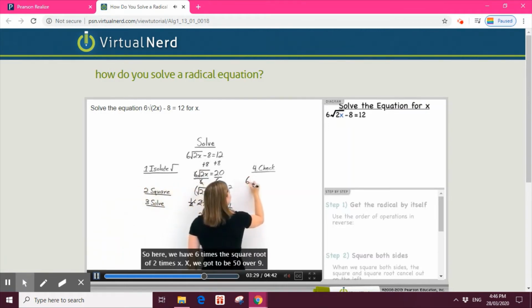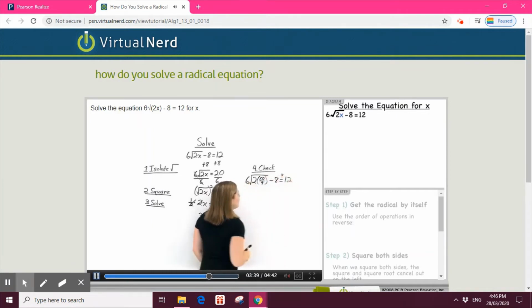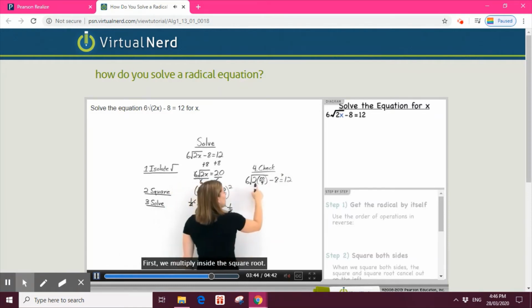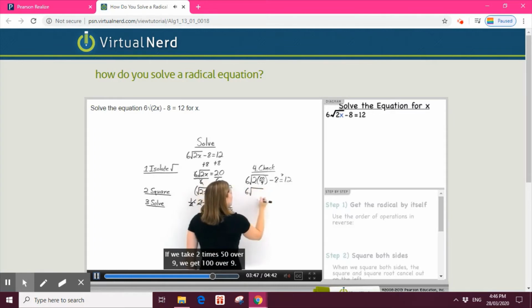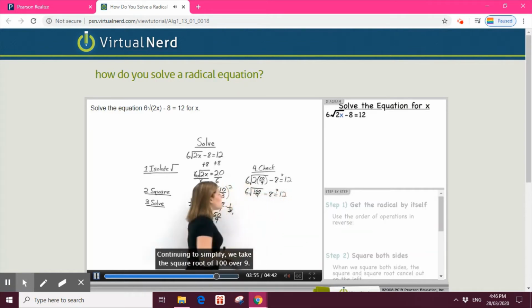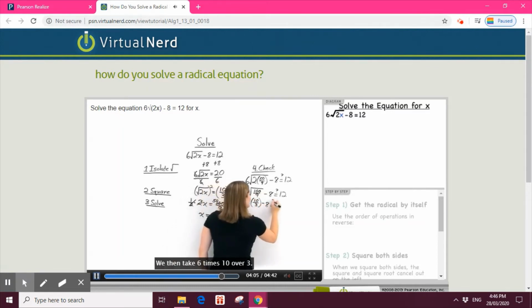So here we have 6 times the square root of 2 times x. x we got to be 50 over 9. Then we subtract 8, and we want to know if that equals 12. So here we simplify using the order of operations. First we multiply inside the square root. If we take 2 times 50 over 9, we get 100 over 9. Continuing to simplify, we take the square root of 100 over 9. To do that, we can take the square root of 100, which is 10, over the square root of 9, which is 3.